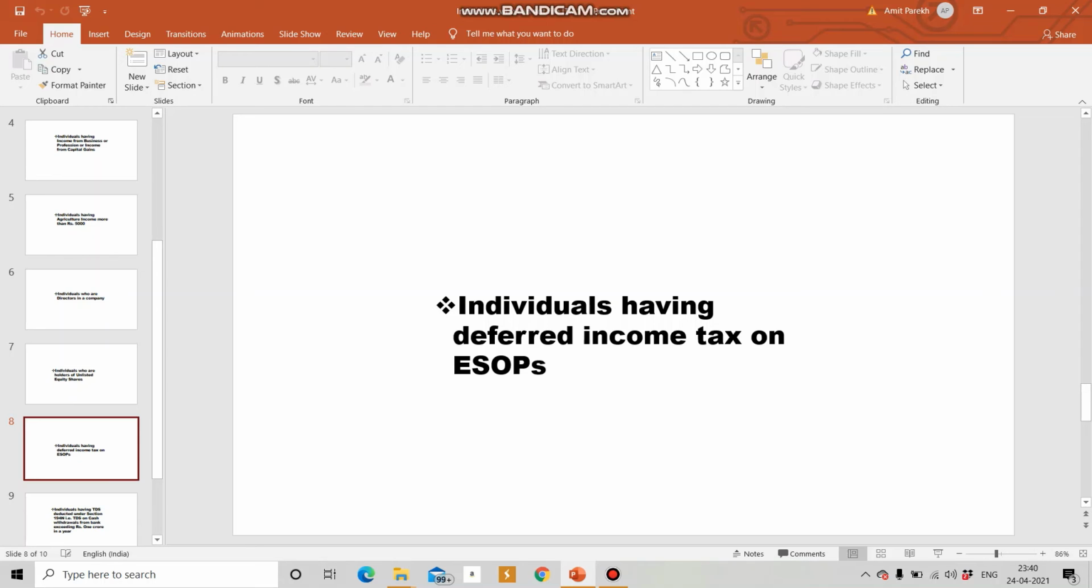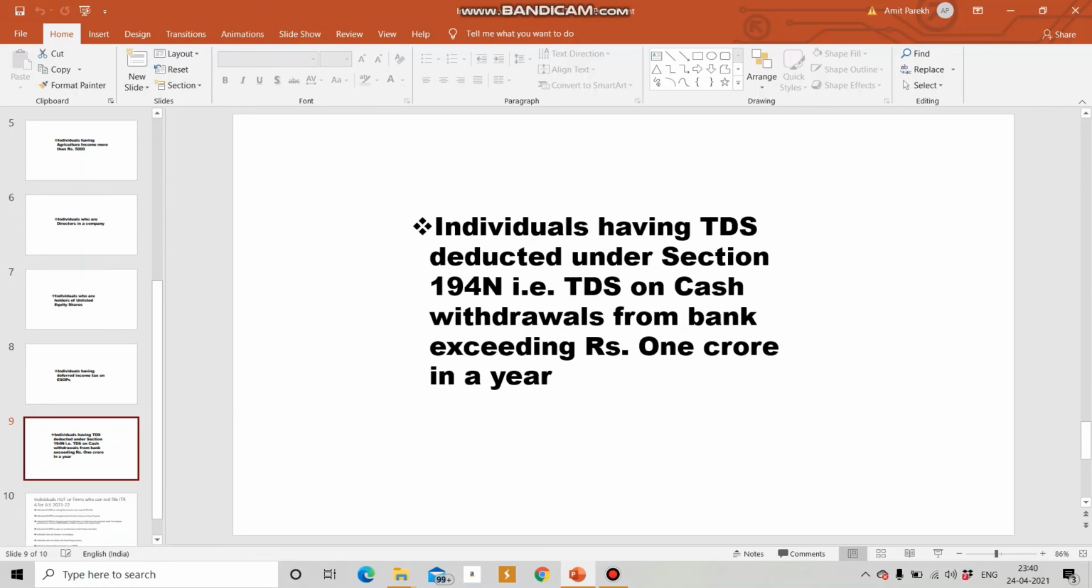So on whichever of these three conditions is earliest, from that date within 14 days he has to pay tax on the ESOPs received. So any person who is in receipt of such ESOPs also cannot file ITR 1, he has to file ITR 2, 3, or whichever is applicable. The last point for ITR 1, those who cannot file ITR 1.